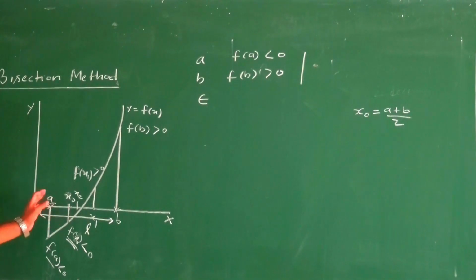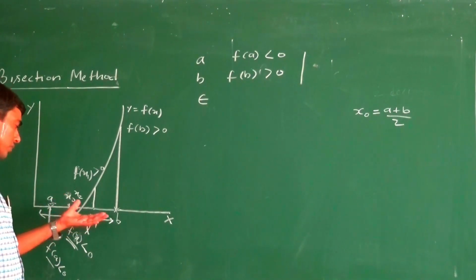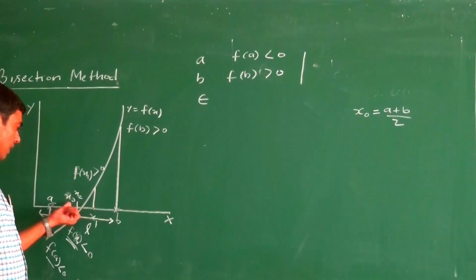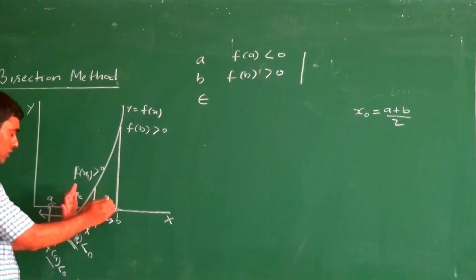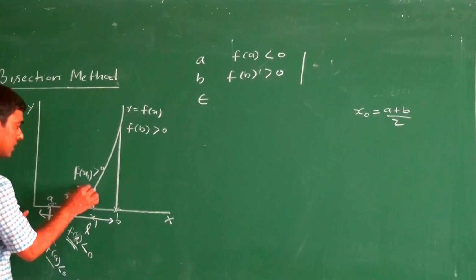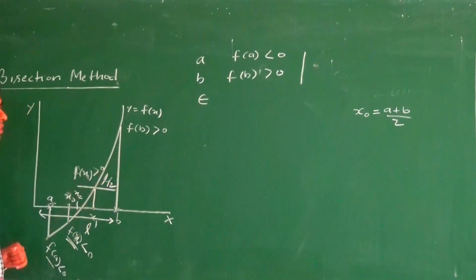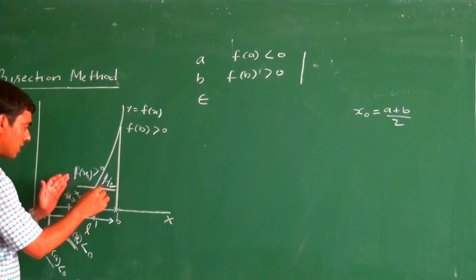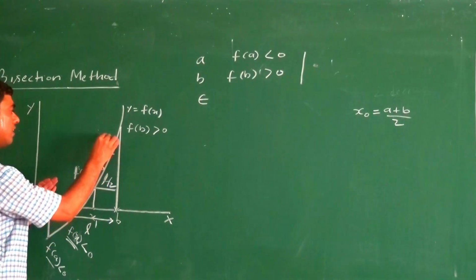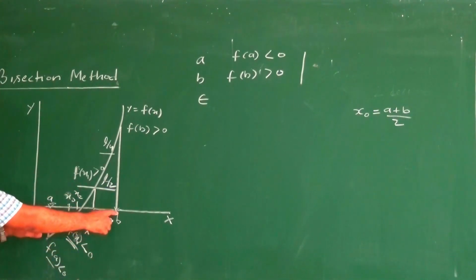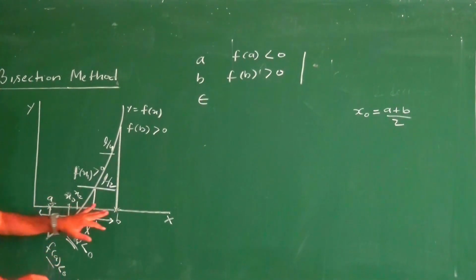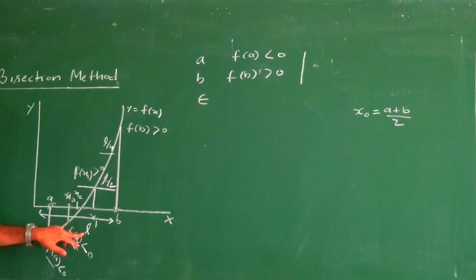So, what is the length in the second iterative procedure? The length from x0 to b is a 50% portion, and this one is 50%. So this length becomes L by 2. In the next iteration, this length becomes L by 4. In the first iteration, initially, the length means the difference between b and a. Suppose this one is L.